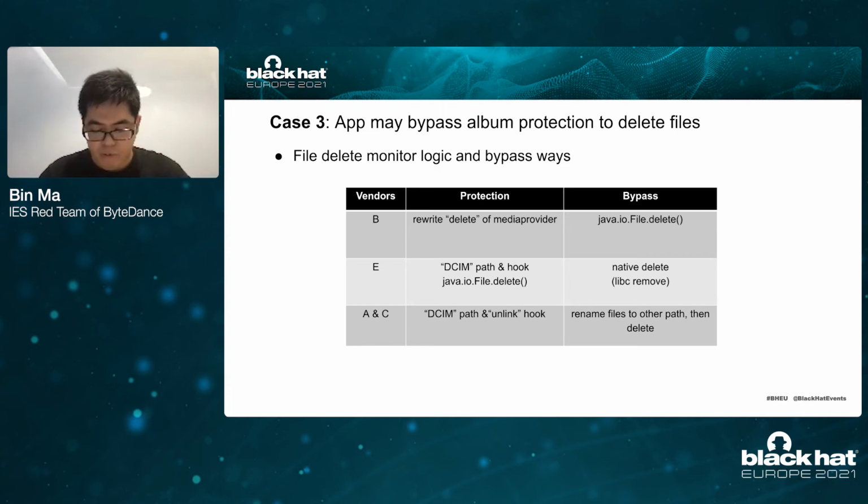Vendor A and vendor C monitor kernel unlink. It seems complete for a delete operation, but ignores the rename function. So a malicious app can move photo files into other paths and then delete them, so that it bypasses the vendor's protection.